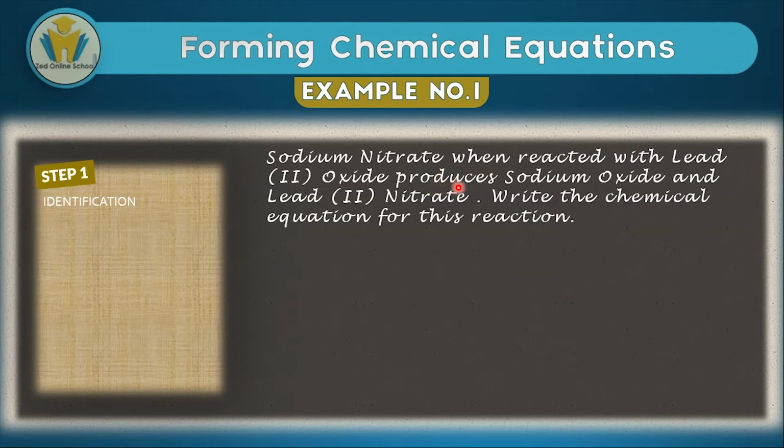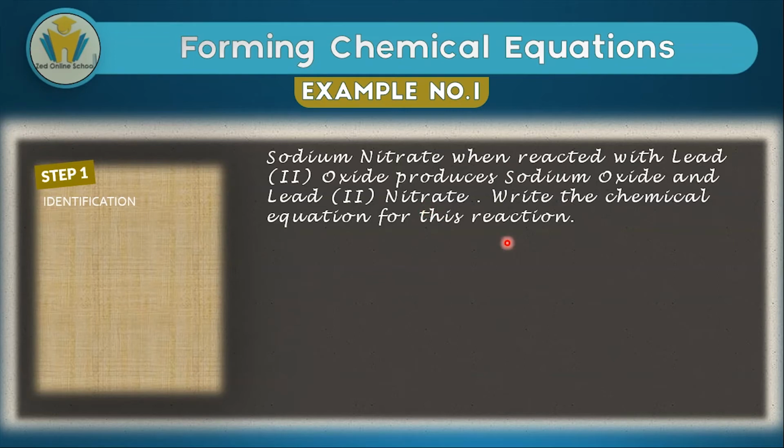Next, to find our products, we look for the word produce or produced. In this kind of question, they've used the word produces. And after that, we can easily conclude that all the compounds mentioned after the word produce are the products, meaning sodium oxide and lead 2 nitrate are the products.